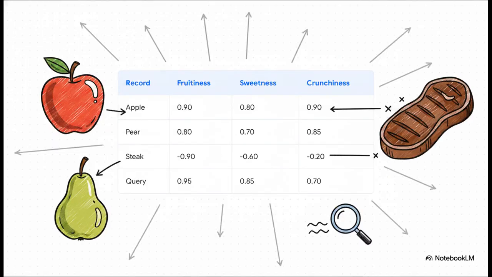Here is exactly how three different items, a fresh red apple, a crisp green pear, and a grilled ribeye steak, would plot out on those three coordinate planes. As you'd expect, the apple and pear score very high in fruitiness, sweetness, and crunchiness. The steak, it scores negatively across the board. And when a user types in a query like sweet, crisp fruit, that query is also converted right into coordinates in that exact same 3D space.